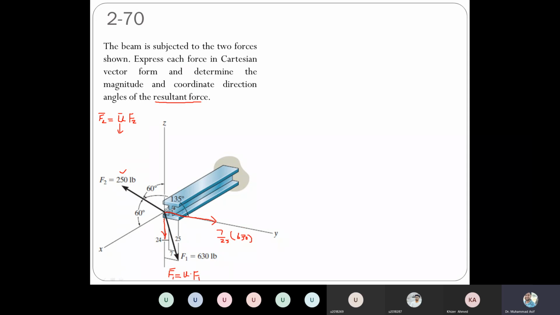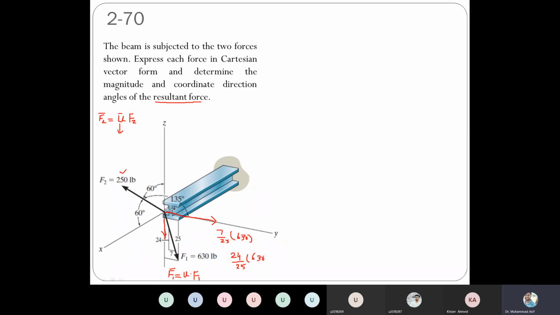Similarly, the component along the z direction is negative, because this is in the negative z direction. So how can we get this component, the Fz component? What is parallel to this one is 24. So that will be 24 divided by 25 multiplied by the total force, and that total force is 630.